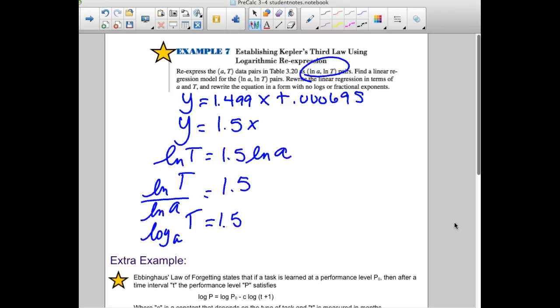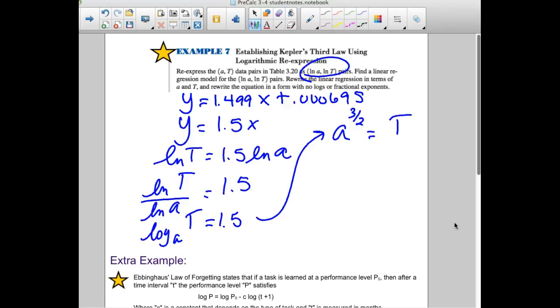Okay. Now, if we want to write this without having any logs in it, can we write it exponentially instead? Do our little circle thing. So we're saying a to the 1.5. Can I write that as a to the 3/2? Is that the same thing? Equals t.